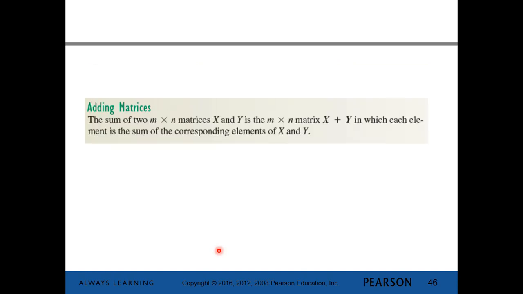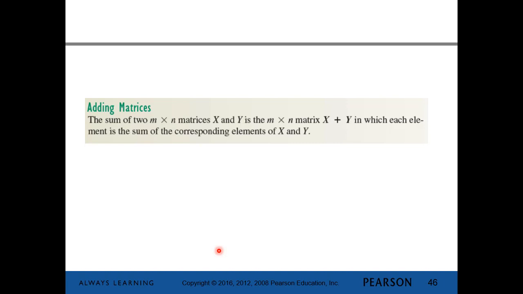Now, adding matrices. You can only add matrices that are of the same size. So you can only add a 2 by 2 matrix to another 2 by 2 matrix. You can only add a 3 by 2 matrix to another 3 by 2 matrix. You can only add a 1 by 3 to another 1 by 3, or a 3 by 1 to another 3 by 1. So they have to be the same size.